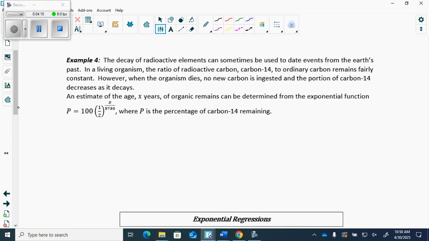Try this one out. Go. I said 40%, so P is in percentage. So we do 40 equals 100 times 1/2 to the x over 5,730. The variable is stuck in the exponent, correct? The only way I can solve that is converting it to a log, but I currently can't. Remember I told you if you have an initial and a final, the very first thing you're always going to have to do is divide them out, correct?